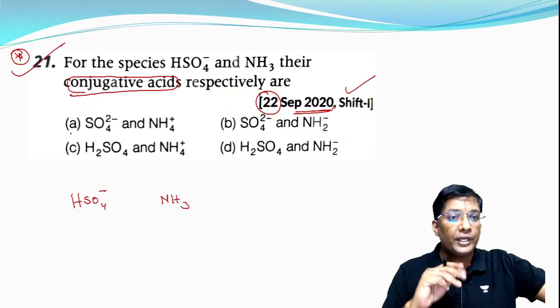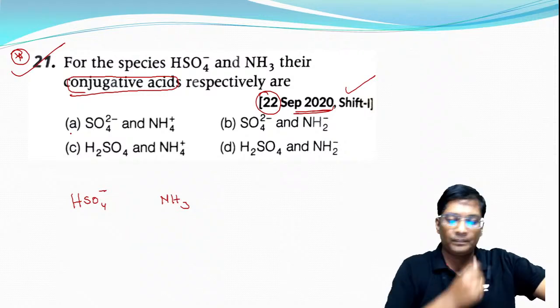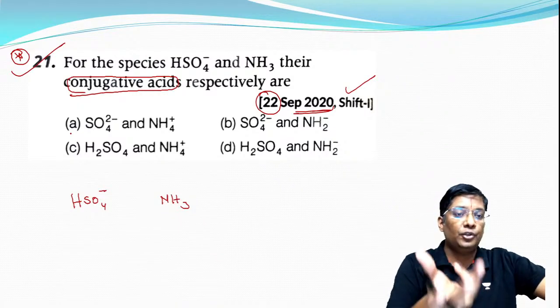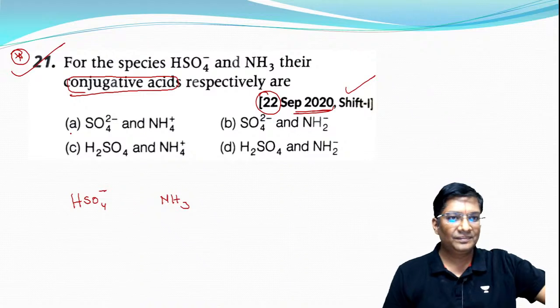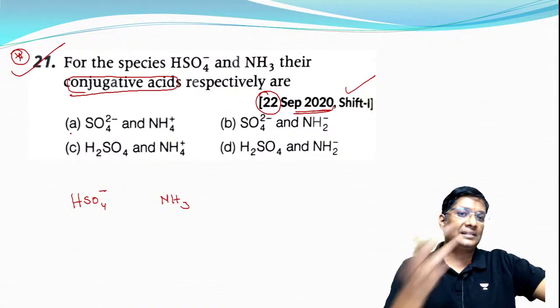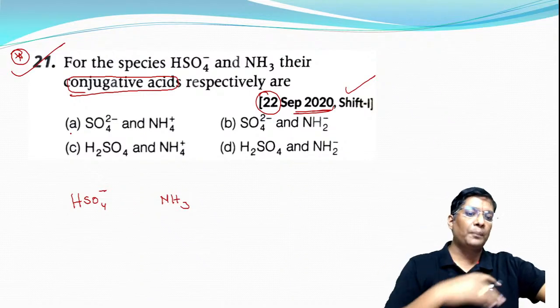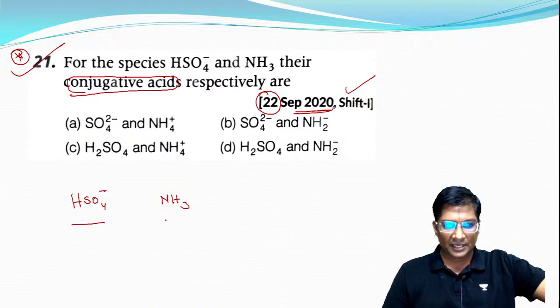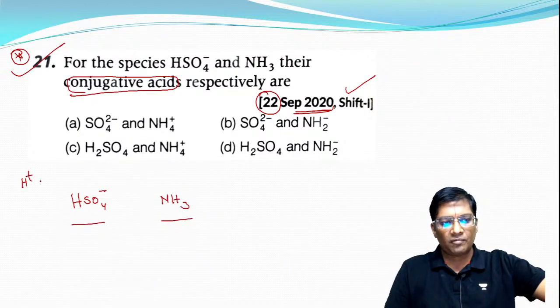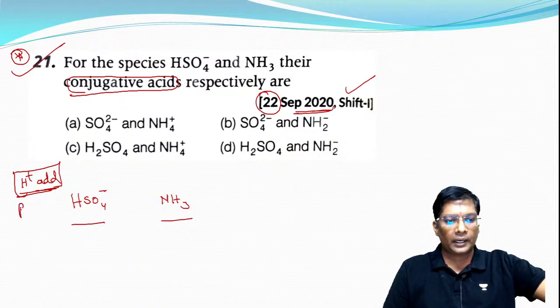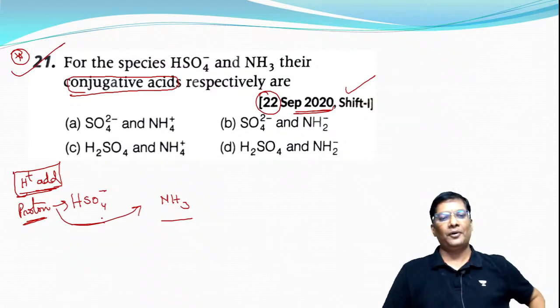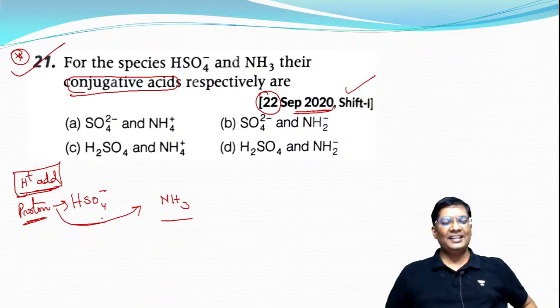Conjugate base means you need to donate the proton. Conjugate acid means you need to accept the proton. If you want the conjugate acid, you need to add one proton to this as well as to this. H plus is nothing but a proton. If you add one proton to this and to this, what are the substances which will be produced? I think it is very easy. You can easily opt for the correct answer.